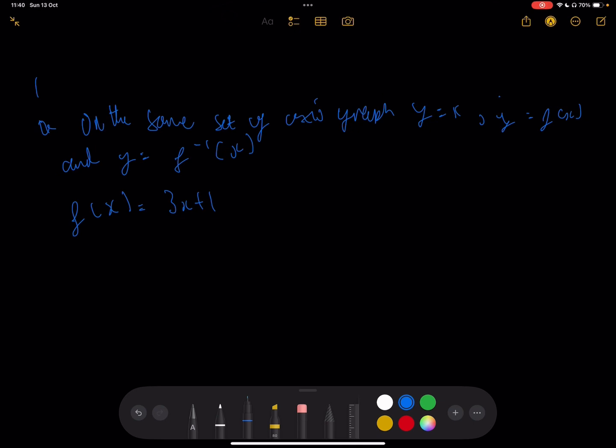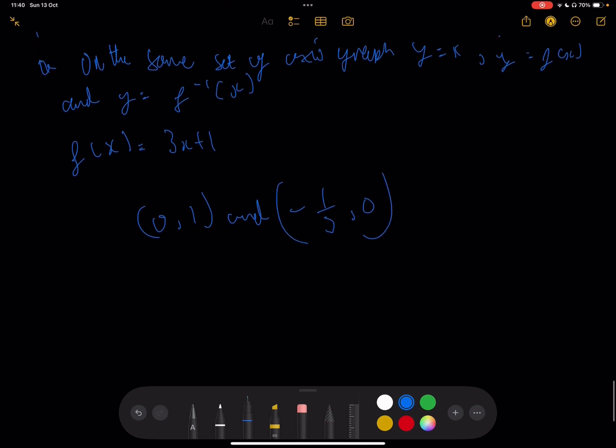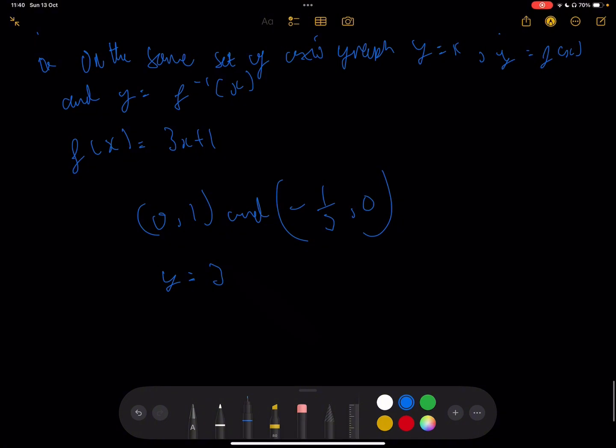So we know f of x, 3x plus 1, passes through 0, 1, and negative a third, 0, as these are two axes intercepts. So how would we find this? I'll show you how I found this. So 3x plus 1, we know this graph's in the form of y equals mx plus c. We know that c is the y-intercept. Therefore, at the y-intercept, x is 0 and y will be c.